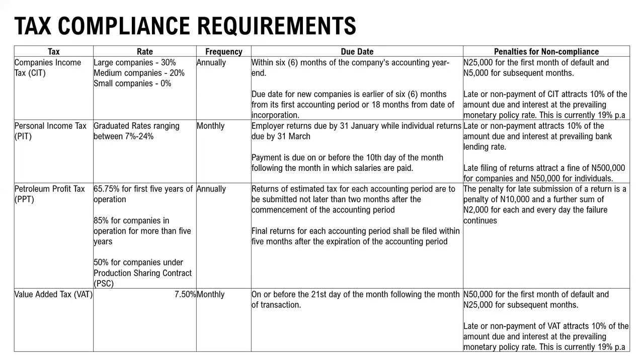Then we also have VAT. VAT is 7.5%. It's monthly that we remit VAT. We all know that the value-added tax is not for you as a company. You have to remit it to the government. So we remit VAT to FIRS, the Federal Inland Revenue Service. This should be remitted on or before the 21st day of the following month. So for instance, the VAT that you collected from your customers in July, before August 21st, you should have remitted it.